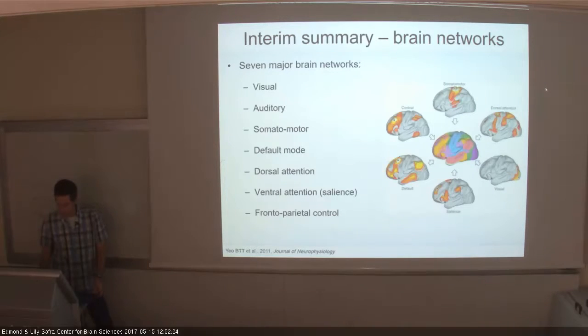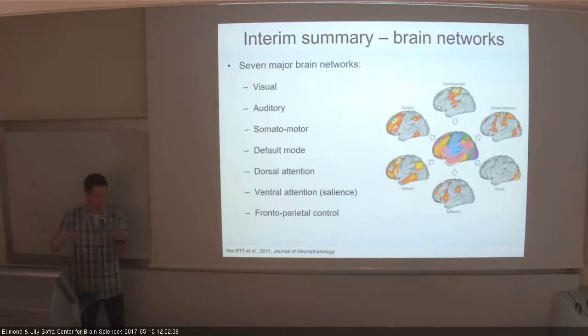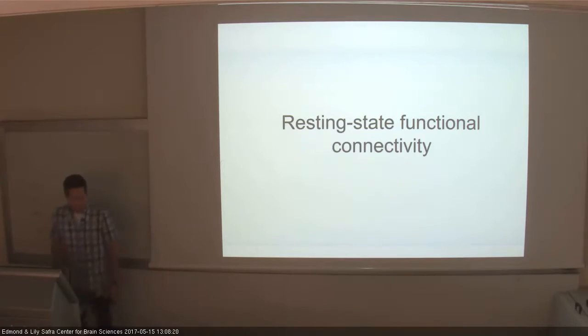So just to summarize the 7 major brain networks. We're talking about visual, auditory, somatomotor, the default mode, which is involved in internal mentation, dorsal attention, external attention, ventral attention or salient attention to unexpected things or monitoring of the environment, and the frontoparietal control, which does some kind of juggling between the different systems. Okay.